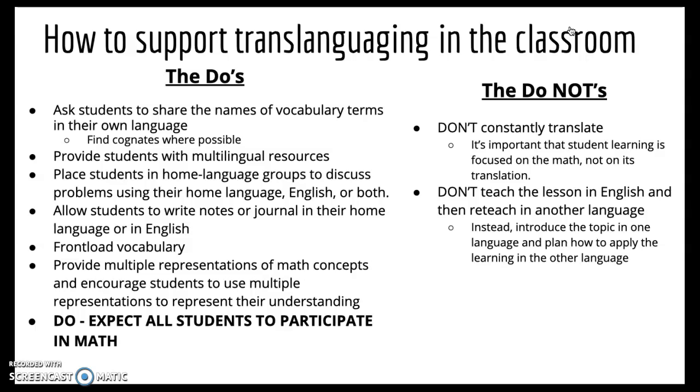The biggest do: always expect all students to participate in math. Because a student doesn't speak English perfectly doesn't mean they should sit there silently. That is the biggest disservice we can do for our students. The do nots: don't constantly translate. It's important that student learning is focused on the math, not on its translation. Don't teach the lesson in English and then reteach it in another language. Instead, introduce the topic in one language and plan how to apply the learning in the other language.